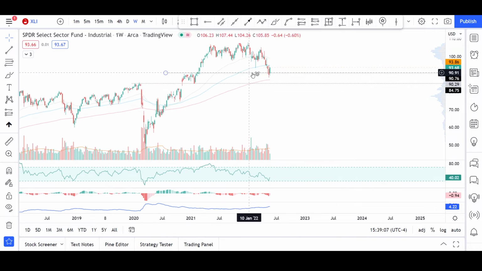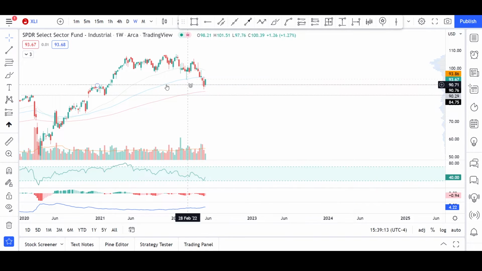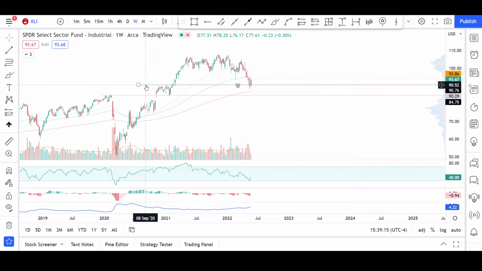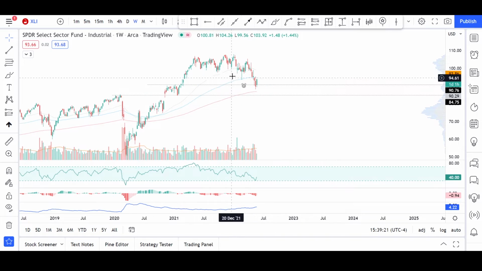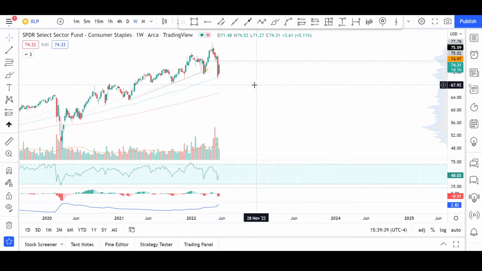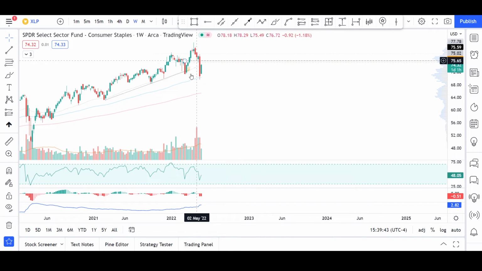Right now let's have a look at industrial, and this one, exactly similar to financials, is getting a rebound from recent support we set at the 90ish, low 90ish area, and we are heading back towards the hundreds area, or rather firstly the 98 level.